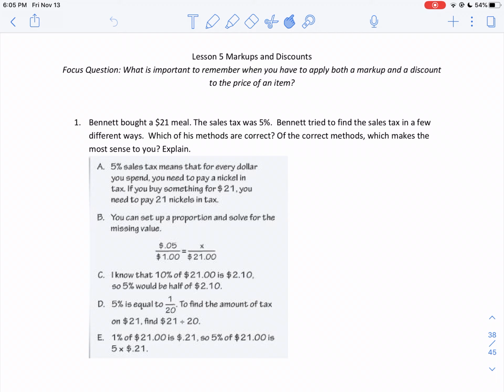So big question today, the focus question: what is important to remember when you have to apply both a markup and a discount to the price of an item?